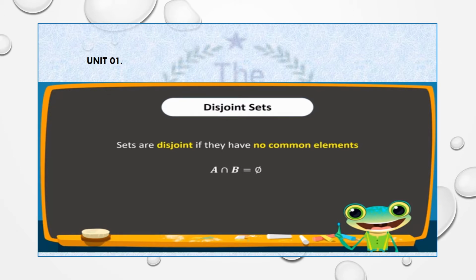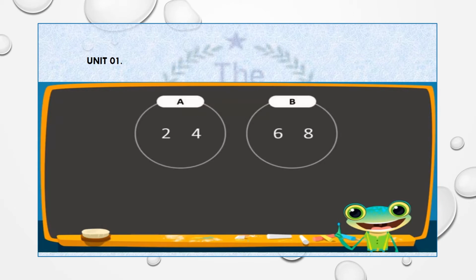Let's look at an example. Suppose we are given these sets of numbers. Set A contains the numbers 2 and 4, while set B contains the numbers 6 and 8. Since they have no common elements, their intersection is a null set. So these sets are disjoint.